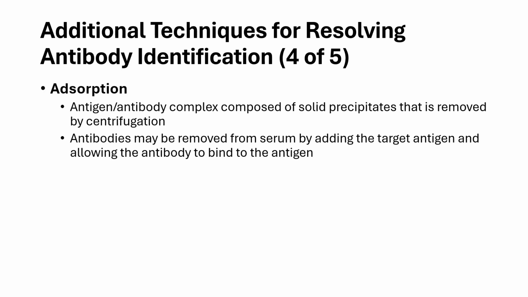Then we have adsorption. By definition, this is the process where antigen-antibody complexes form solid precipitates. These precipitates can be removed by centrifugation. The purpose of this is to remove specific antibodies from the serum. For the method, we add the target antigen to the serum. The antibodies will bind to the antigen, forming that complex, and then these complexes will precipitate out of the solution. The precipitate is then removed by centrifugation, which will effectively deplete the serum of those specific antibodies.